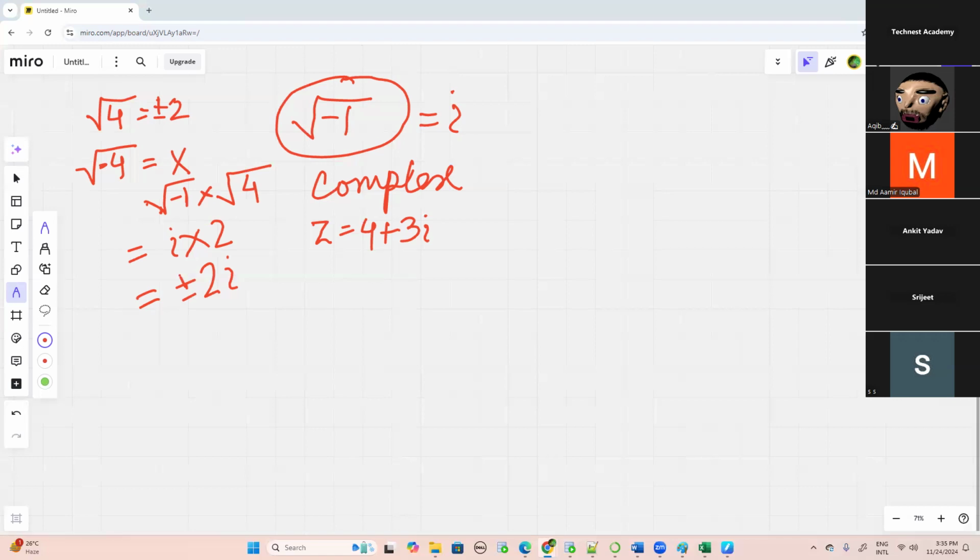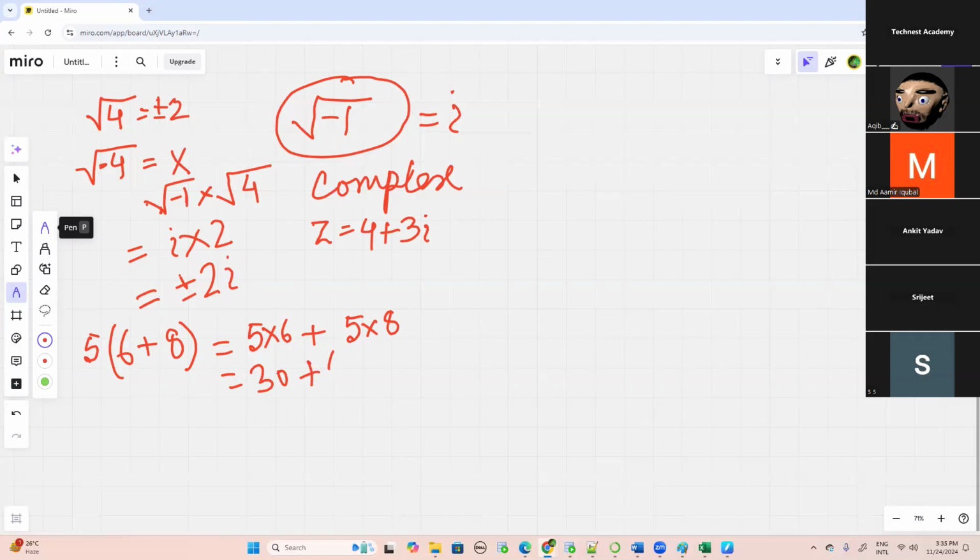Okay, fine. So let's proceed further with some basic concepts. Suppose I write here 5 into 6 plus 8. You can write this as 5 into 6 plus 5 into 8. So 5 into 6 is 30, plus 5 into 8 is 40. So the output will be 70.